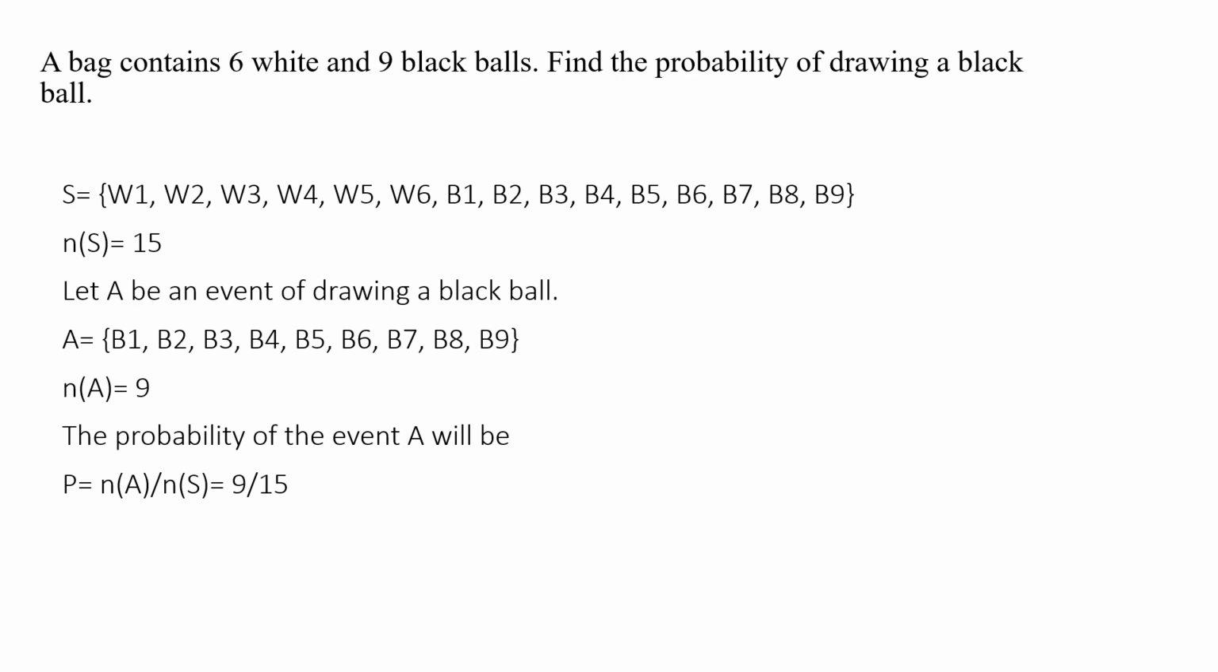Let A be an event of drawing a black ball. So the set A will contain B1 through B9 since we are drawing only one ball. So the number of elements in A will be 9. The probability of event A will be P equal to number of elements in A divided by number of elements in S, which is the sample set, which is equal to 9 by 15. So the probability of drawing a black ball is 9 by 15.